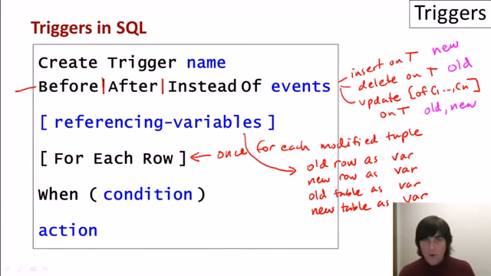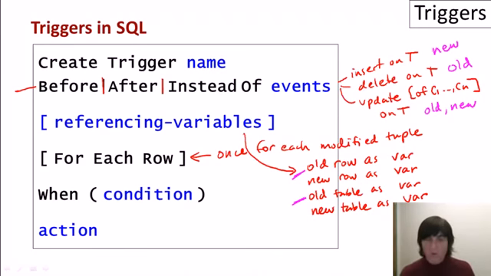So if we have a row level trigger, as a reminder, that will be triggered once for each modified tuple, but after the entire statement has run. So let's take, for example, a row level delete. In the case of deletes, we can only have old, but we could have, for a row level trigger, both the old row and the old table.